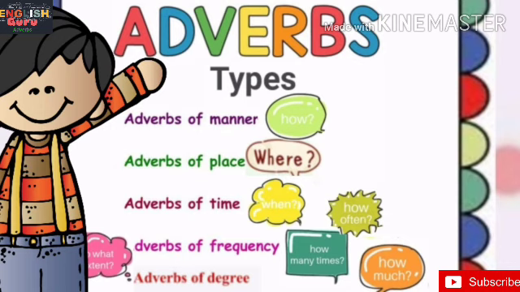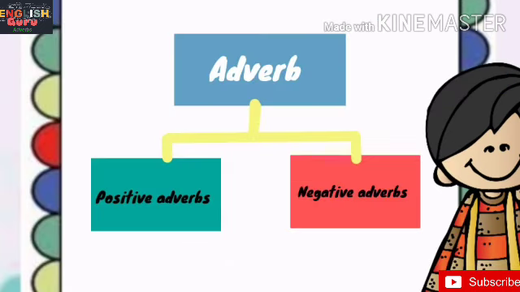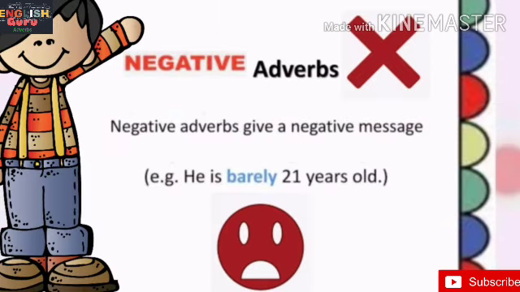The degrees of adverbs are positive adverb, comparative adverb, and superlative adverb. Adverbs are usually divided into two groups, the positive adverbs and the negative adverbs. The negative adverbs give a negative message. For example, he is barely 21 years old.